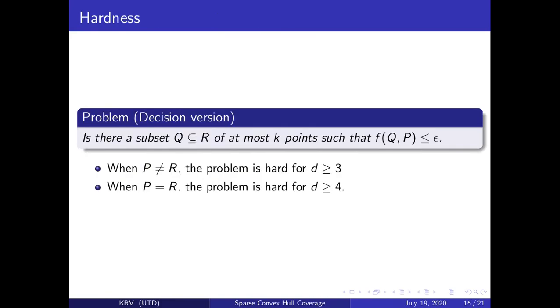So for hardness, in the decision version of our problem, we ask if there's a subset Q of R of at most k points such that the objective is less than a given epsilon.